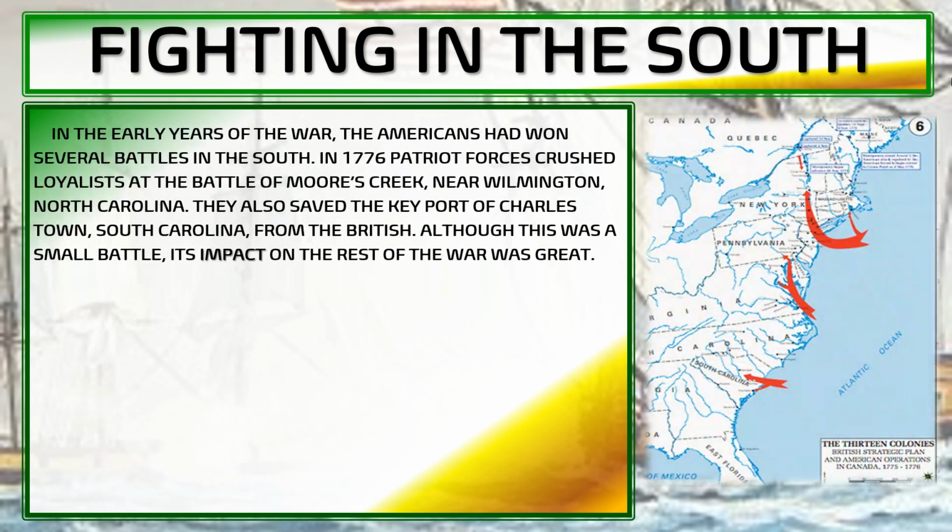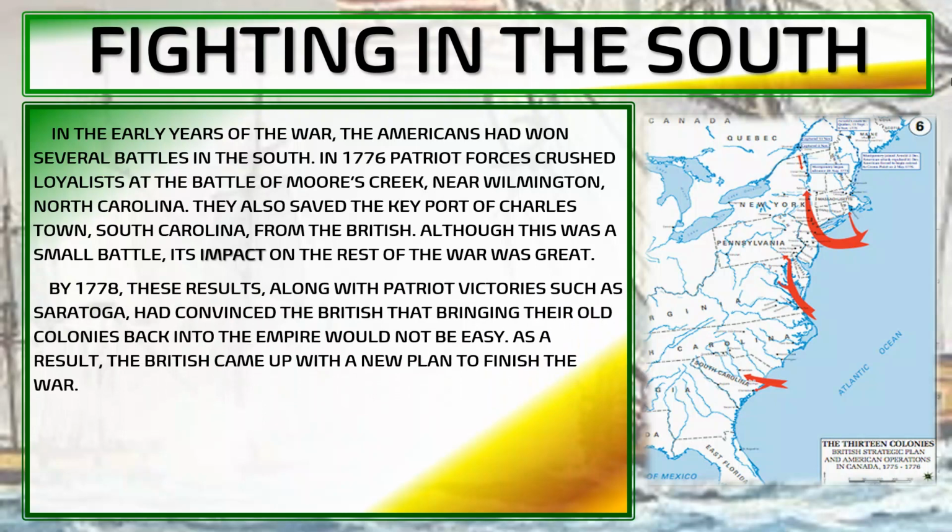Right? So, under Fighting in the South on page 160: in the early years of the war, the Americans had won several battles in the South. In 1776, Patriot forces crushed Loyalists at the Battle of Moores Creek near Wilmington, North Carolina. They also saved the key port of Charlestown, South Carolina, from the British. Although this was a small battle, its impact on the rest of the war was great.